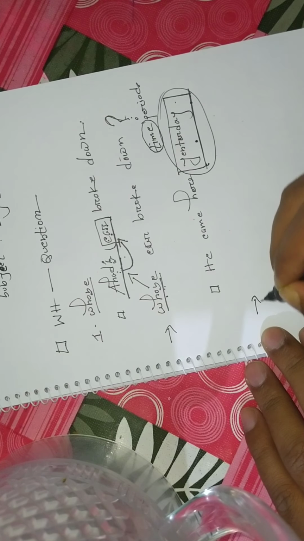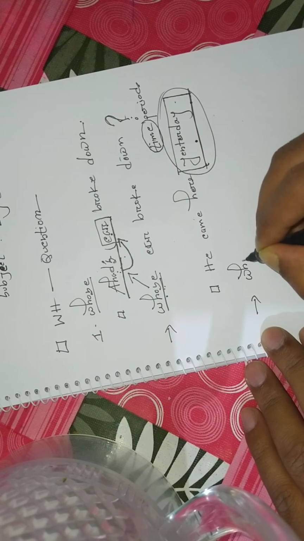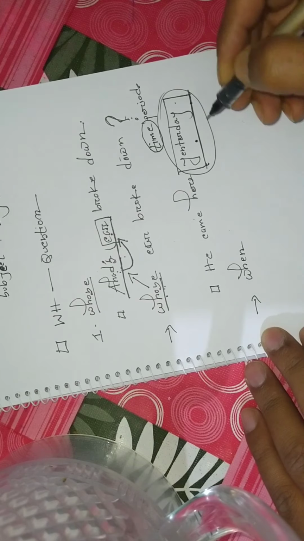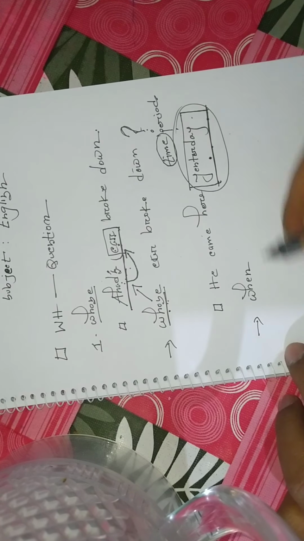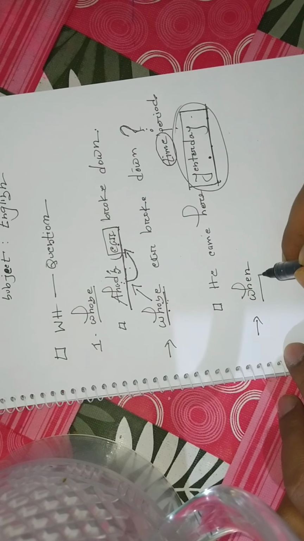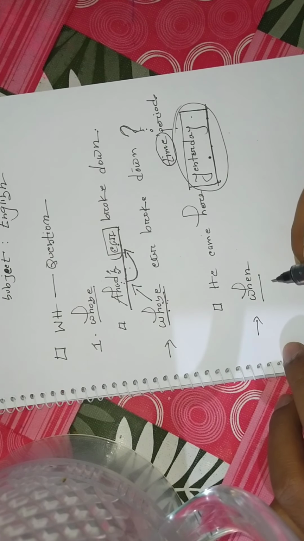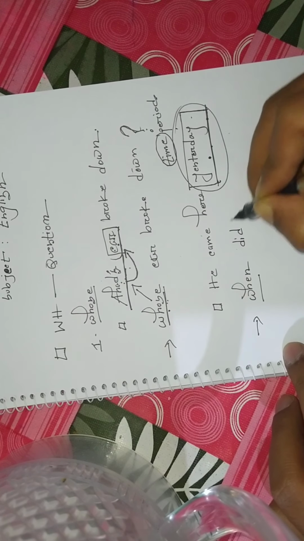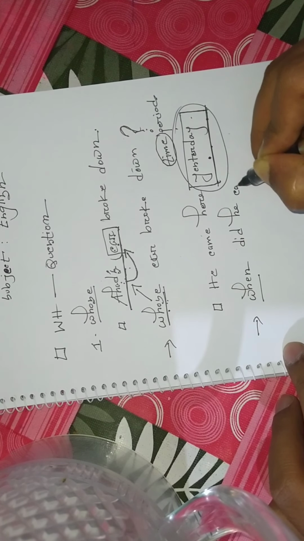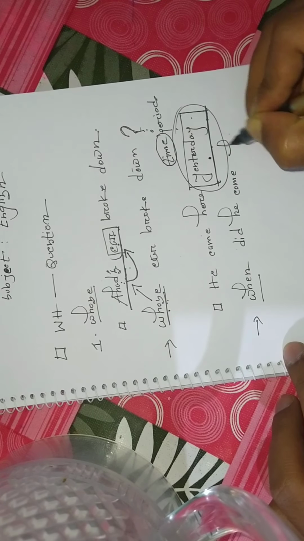What you have to use? When. So in place of the time period, you have to use "when". Okay, "When did he come home?"